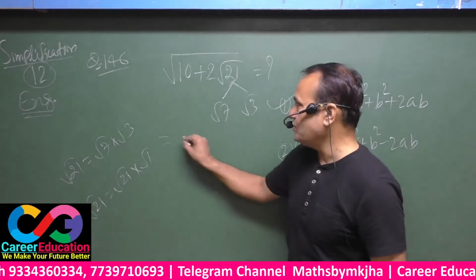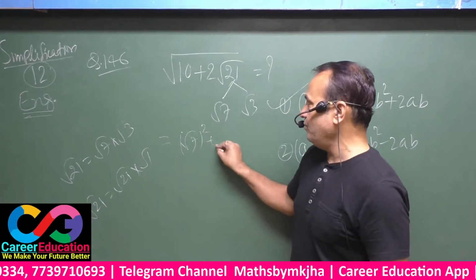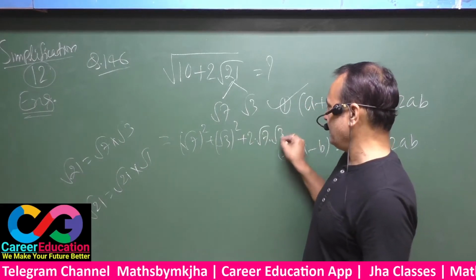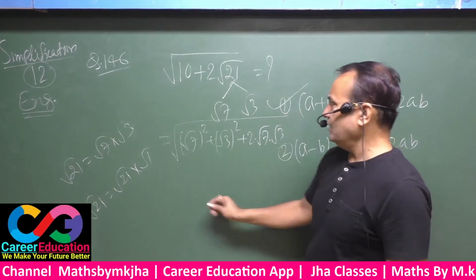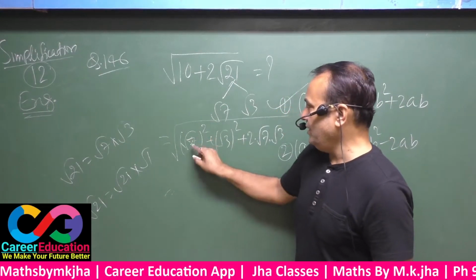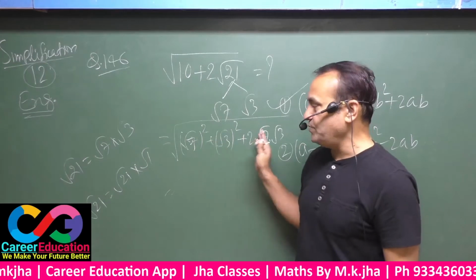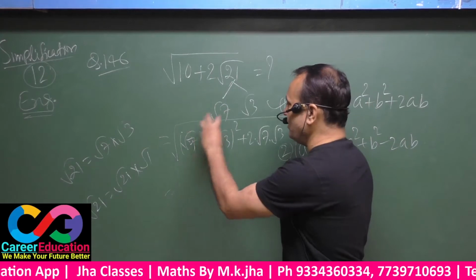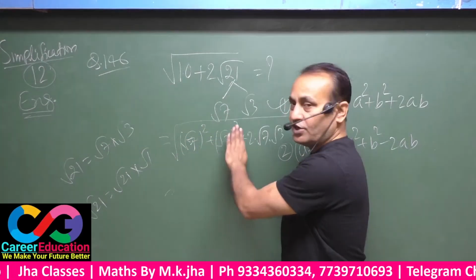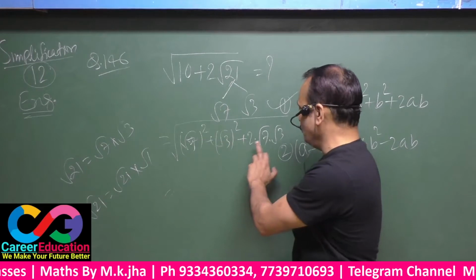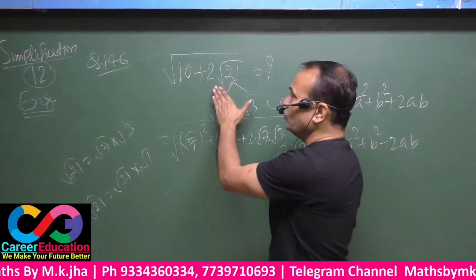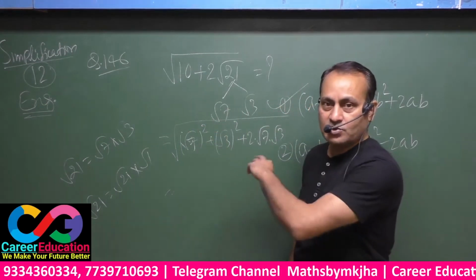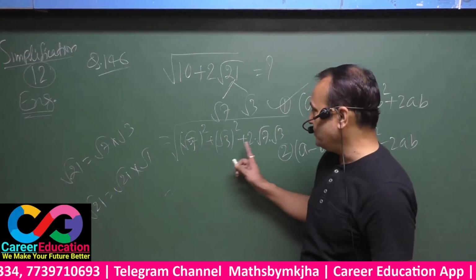If this is a, this is b, a square will be like this, b square will be like this, plus 2ab like this, and the sign of under root. Now you have to match only. If this is a, this is b, a square plus b square plus 2ab must resemble that. That means this is 7, this is 3. Root 7 square is 7, root 3 square is 3, 7 plus 3 is 10, plus 2 root 21. That means 10 plus 2 root 21 can be written as root 7 whole square plus root 3 whole square plus 2 root 7 root 3. That means a square plus b square plus 2ab.